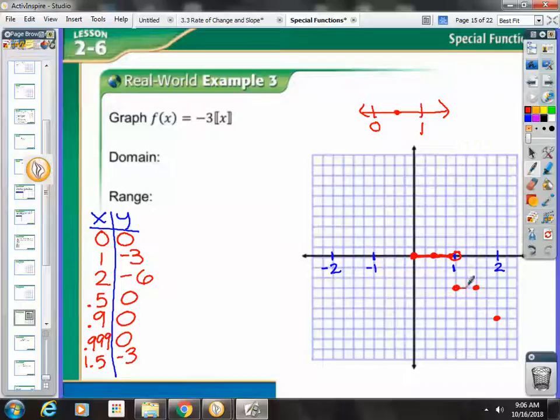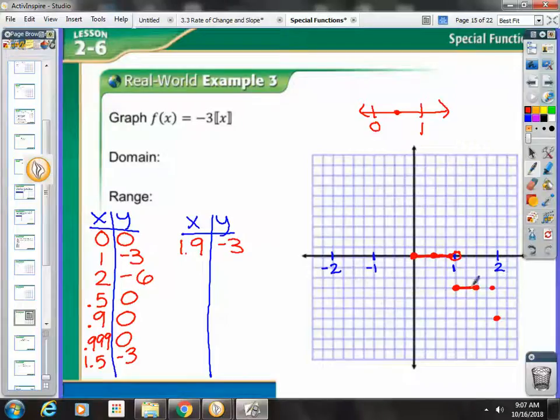I know these two are going to be on the same stair step, but I want to know where the stair step ends. So let's pick something closer to 2. What might I put in? 1.9. So put 1.9 into our function. The greatest integer of 1.9 is 1, rounding down. And 1 times negative 3 is negative 3. 1.9, negative 3.